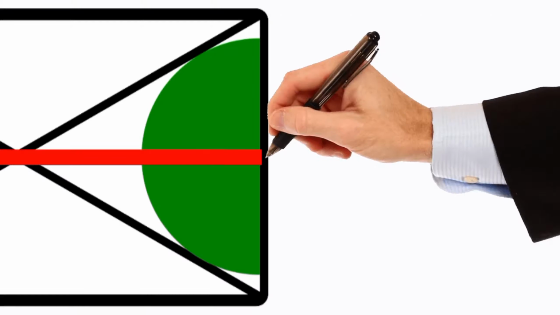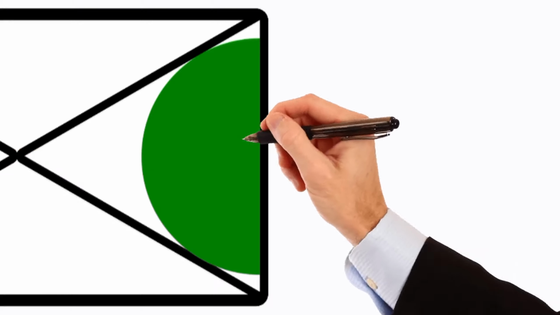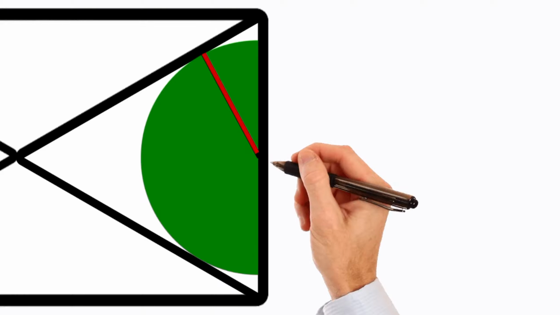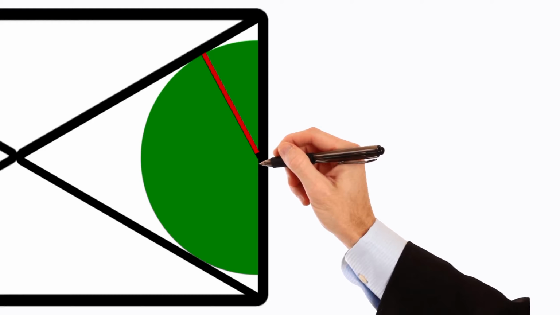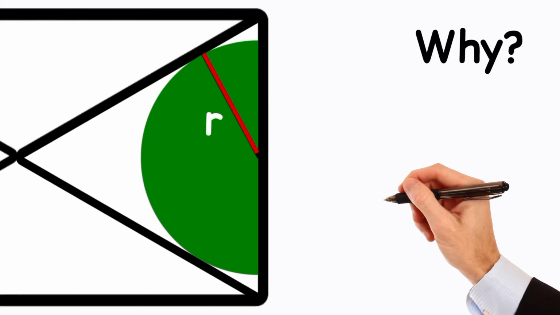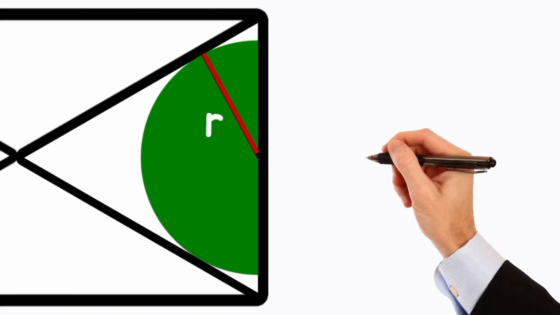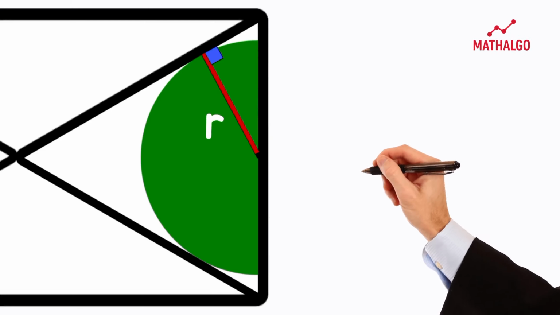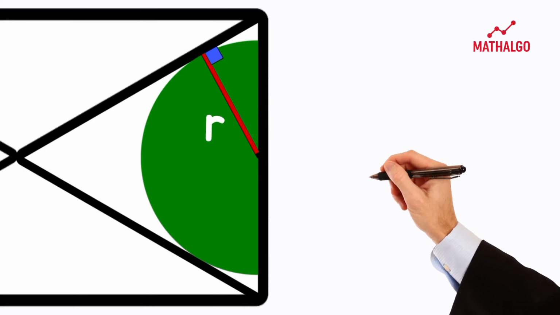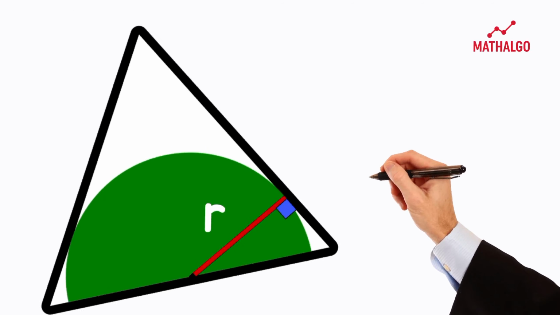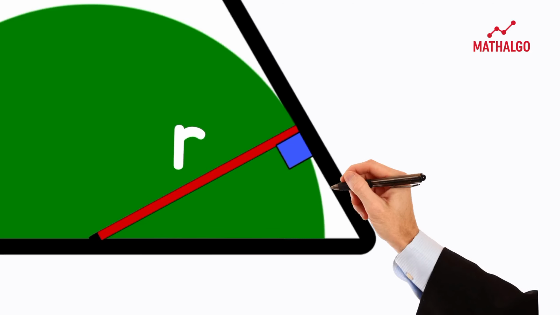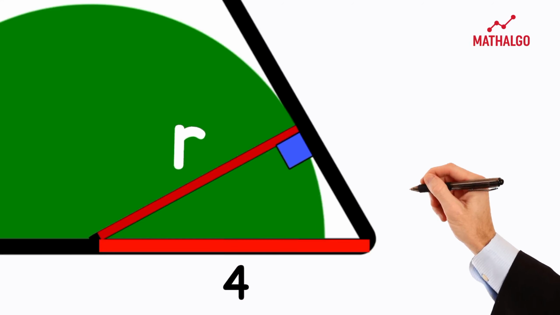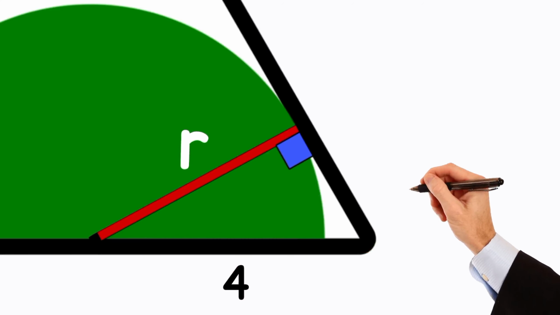Notice that the center of the semicircle is exactly at the midpoint of the side. Now, draw a perpendicular line from the center of the semicircle to the slanted side of the triangle. Why? Because the radius of a circle is always perpendicular to its tangent. That perpendicular segment is exactly the radius we're looking for. Now we have a right triangle. The side adjacent to the 60-degree angle is 4 because the center lies exactly at the midpoint of the side.